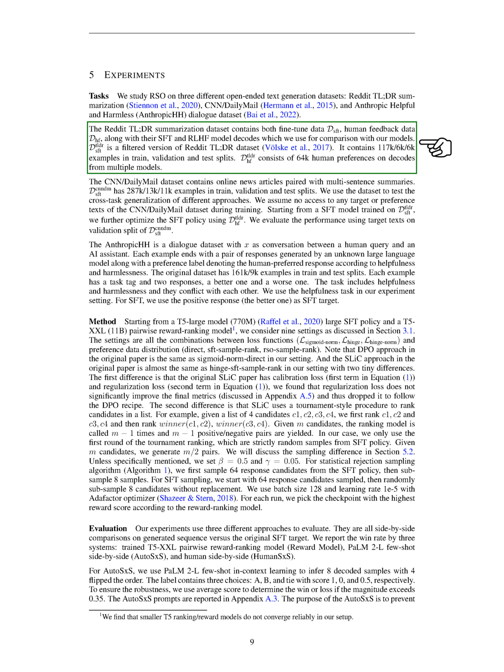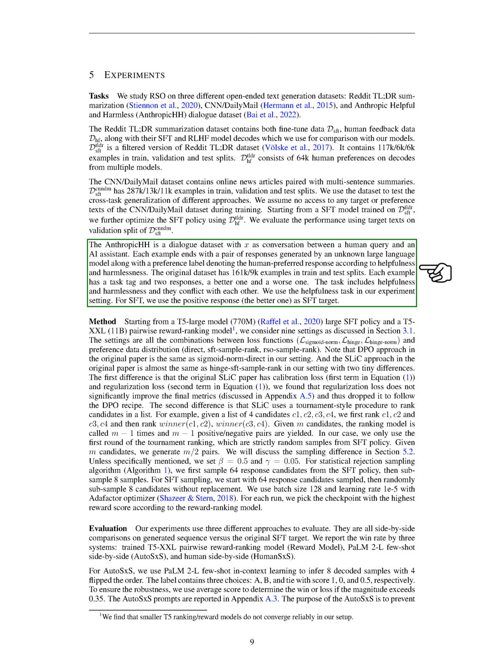These datasets contain a variety of examples, including online news articles paired with multi-sentence summaries and dialogues between a human query and an AI assistant. Each example ends with a pair of responses generated by a large language model, along with a preference label indicating the human preferred response based on helpfulness and harmlessness. We used the helpfulness task in our experiment setting. For each task, we used the positive response, the better one, as the target.